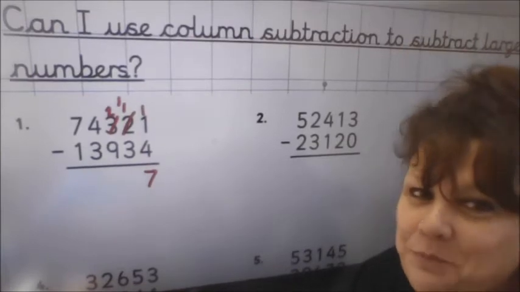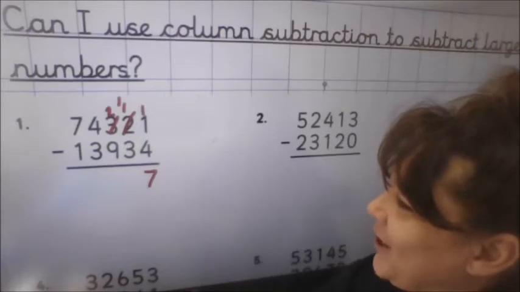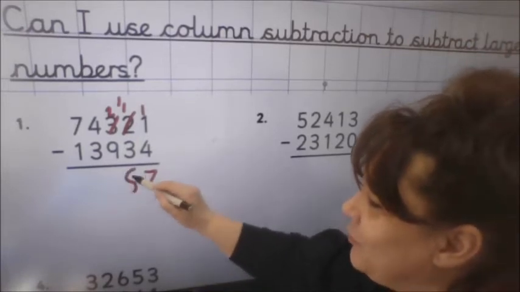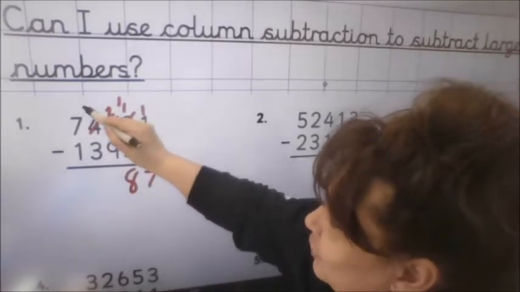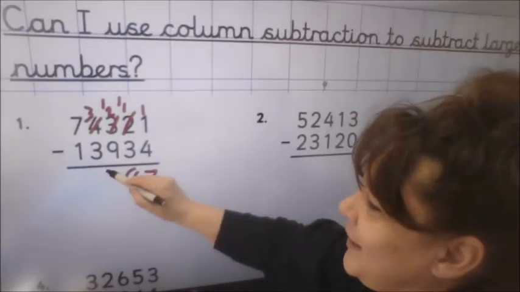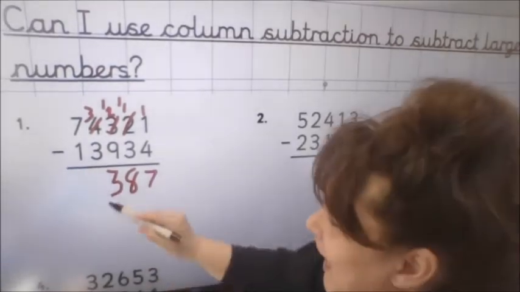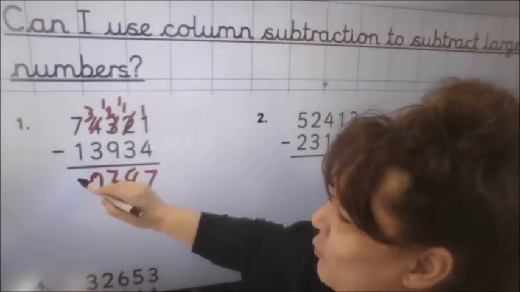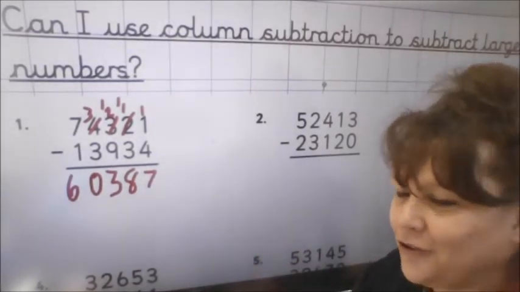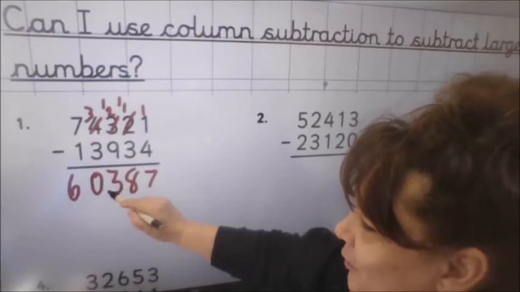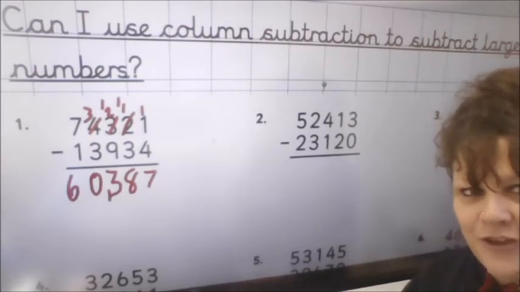Now we've got 11 take away 4, we can do that, that's 7. But we're left with 1 take away 3 here, we can't do that, so we've got to knock next door. Lots of exchange and borrowing going on here. So 11 take away 3 we can now do, that's 8. Now we've got 2 take away 9, we can't do that, so we've got to knock next door again. 12 take away 9 is 3. 3 take away 3 we can now do, hurrah! And that's 0, and then 7 take away 1 we can do, and that's 6. So, phew, that was a hold on to your hat subtraction, wasn't it? And it's 60,387.